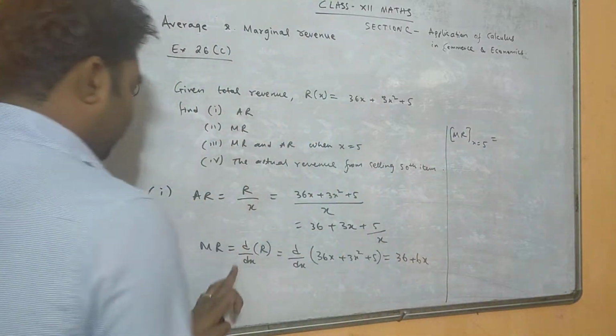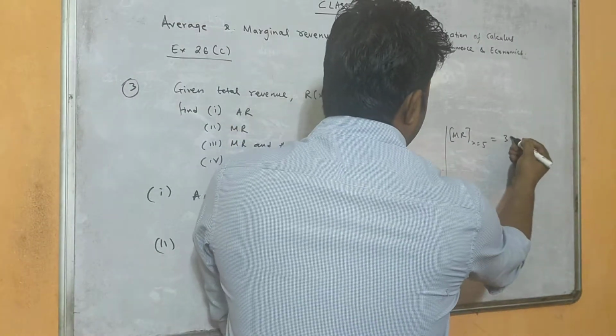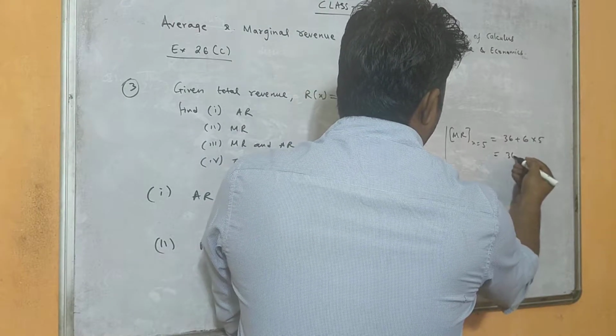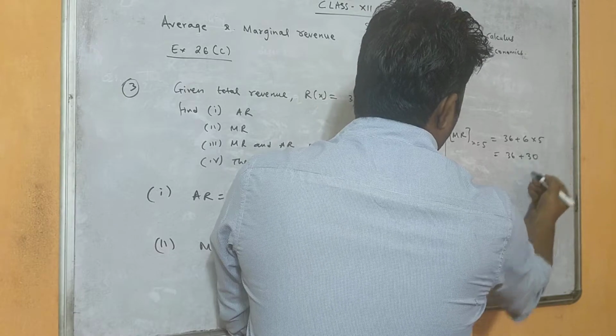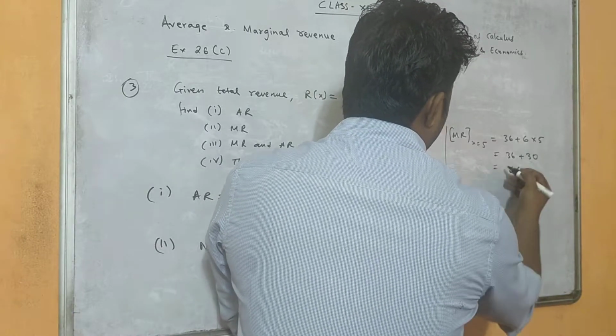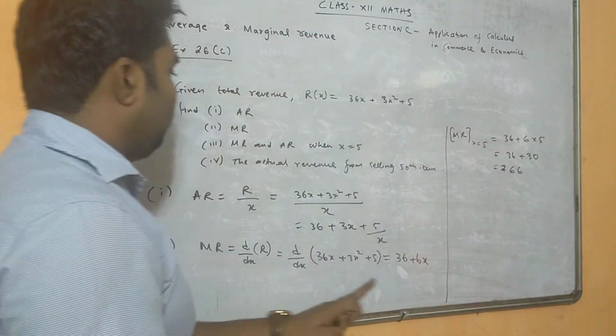This means marginal revenue, how much did we get here? 36 plus 6, in place of x we will put here 5. That means 36 plus 5 sixes is 30. That means we will get 66 rupees, right?